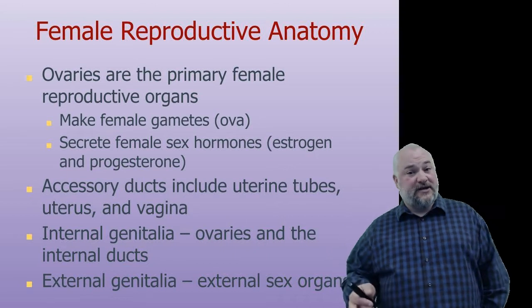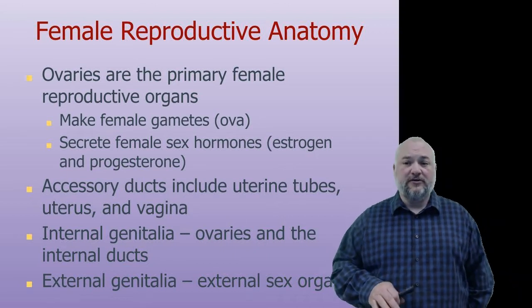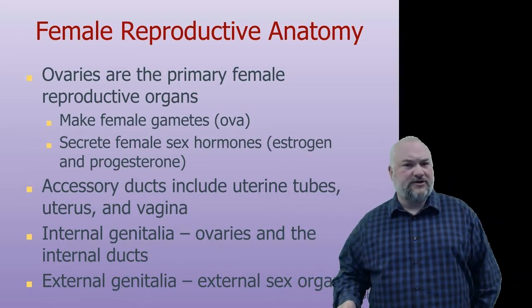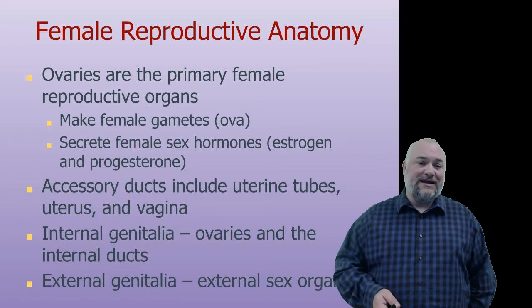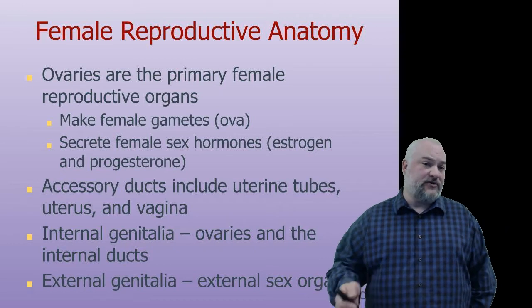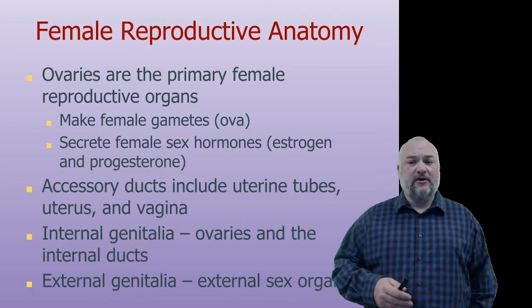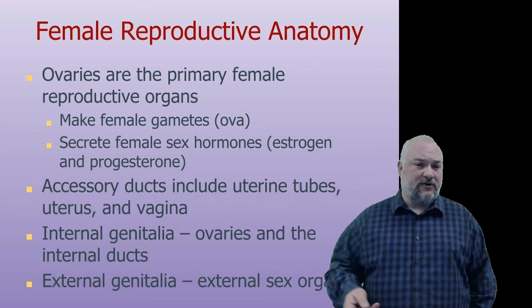There's a number of accessory ducts, just like there were in the male. Those include the uterine tubes, otherwise known as fallopian tubes, the uterus, and the vagina. They include internal genitalia, like the ovaries and the internal ducts, and the external genitalia, which will be the external sex organs, which we'll talk about later.